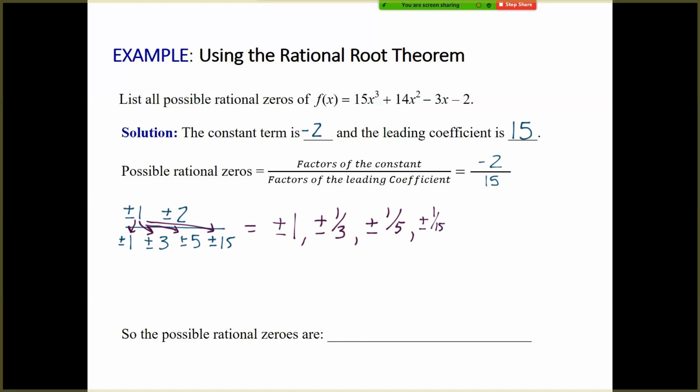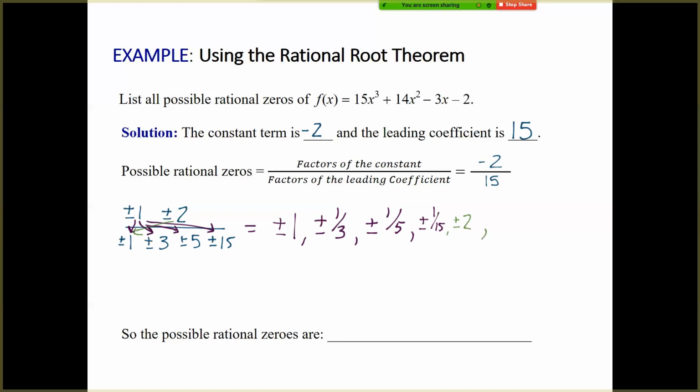Guess what we're going to do with the 2 that's on top? The same thing. We're going to divide 2 by every single thing in the denominator. Let me switch colors. So now I'm going to take 2 and divide it by 1. What do I get when I take 2 divided by 1? 2. Plus or minus 2. No need for a fraction there, because 2 divided by 1 is just 2.